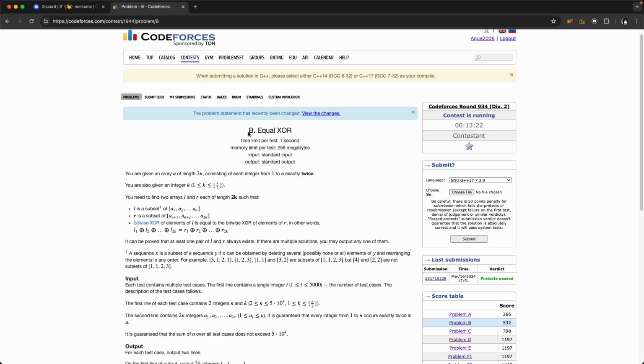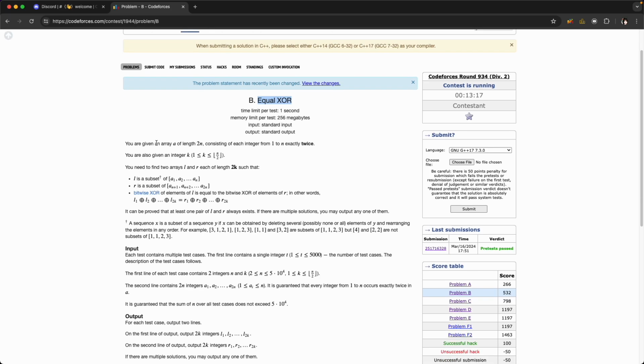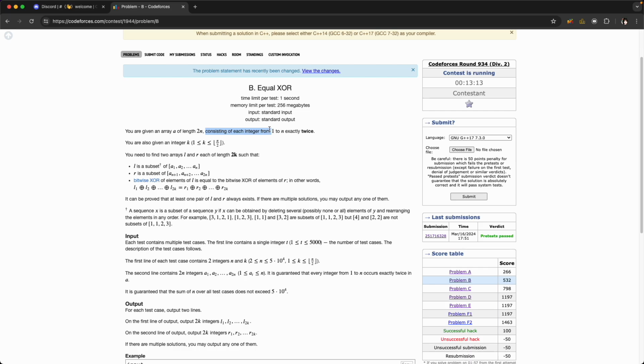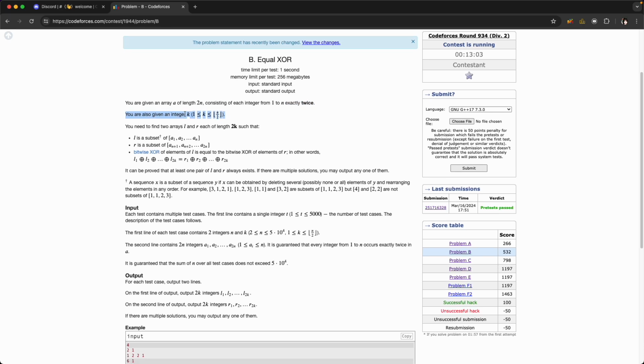Now we come to the second problem, Equal XOR. In this problem, we are given an array A with length 2n, consisting of each integer from 1 to n exactly twice. So 1, 1, 2, 2, 3, 3, whatever. And we are also given an integer k, and k is smaller than or equal to n divided by 2.